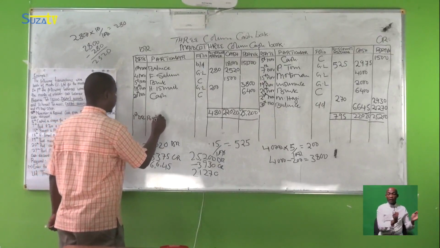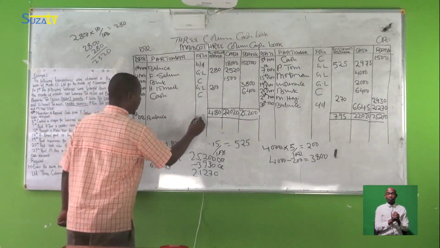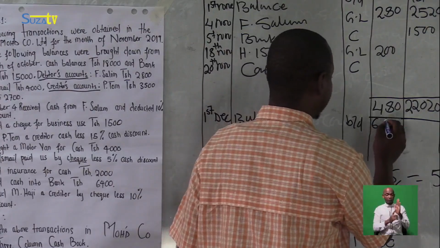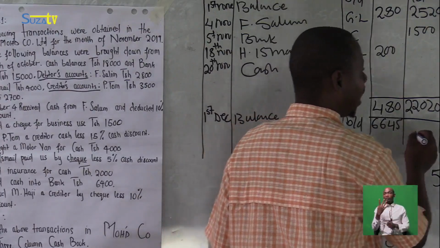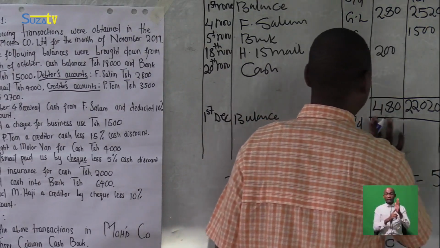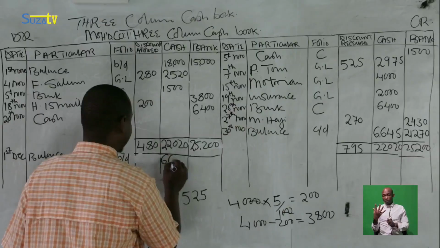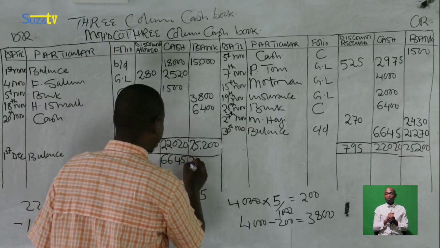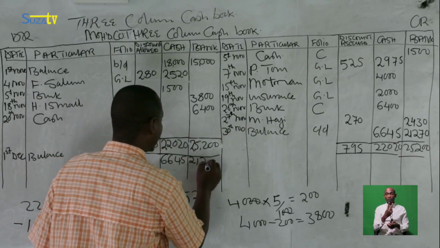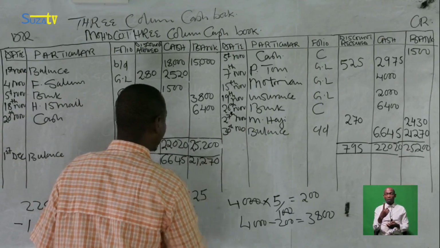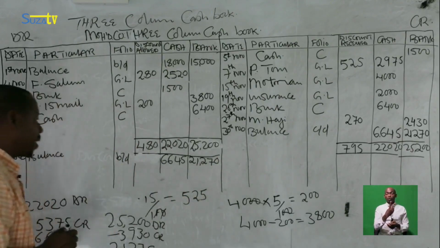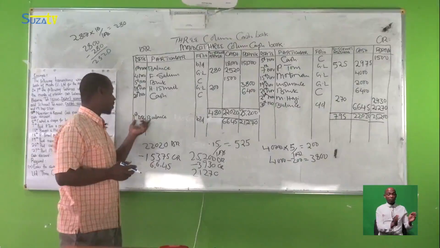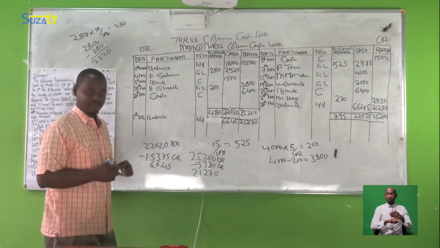Then when you start the new month, that is December, you will start with 1st December, balance b/d of 6,645 and 21,270. This is the balance for the new month, December.